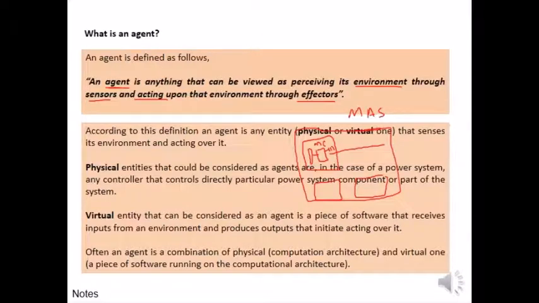Physical entities that could be considered as agents are, in the case of a power system, any controller that can control power systems, or a component of the power system, part of the power system, or the entire power system. And a virtual entity that can be considered as an agent is a piece of software that receives inputs from an environment and produces output that initiates acting over it. And often an agent is a combination of physical and virtual.